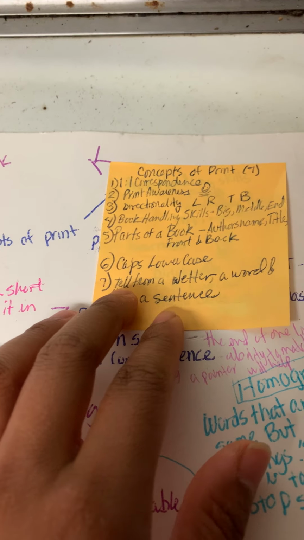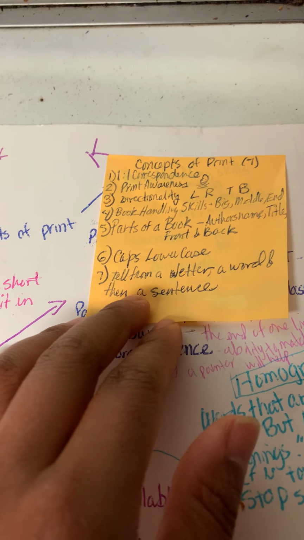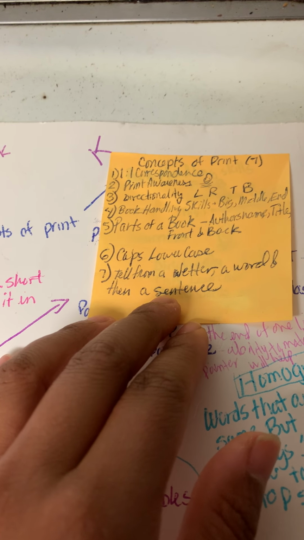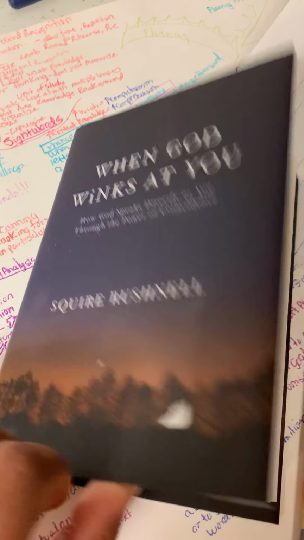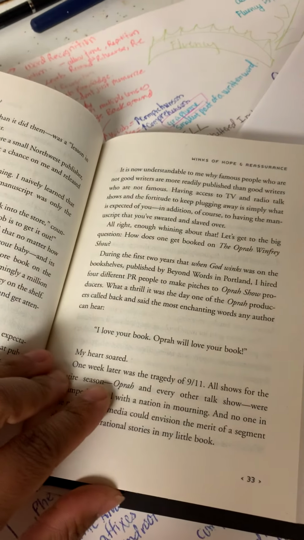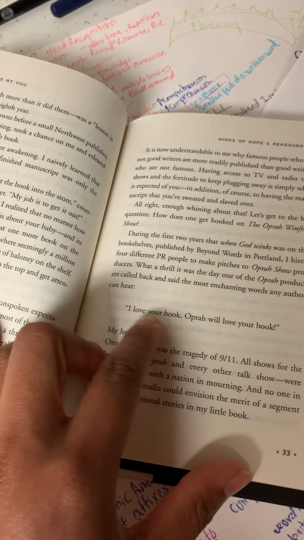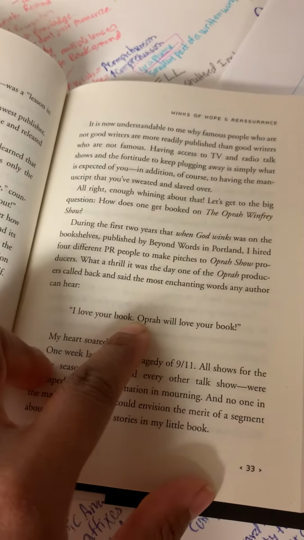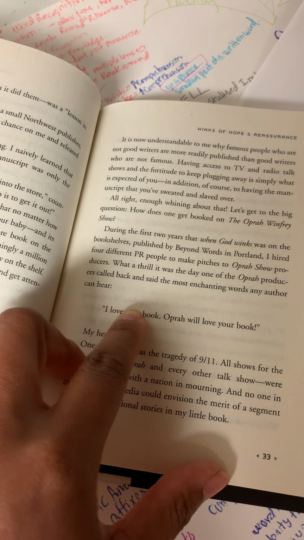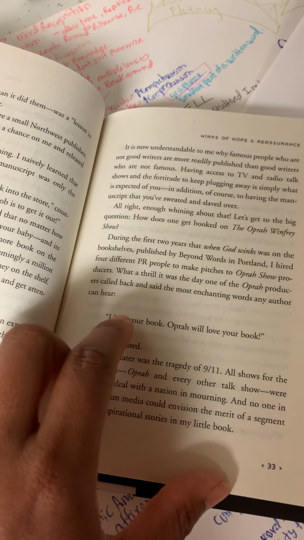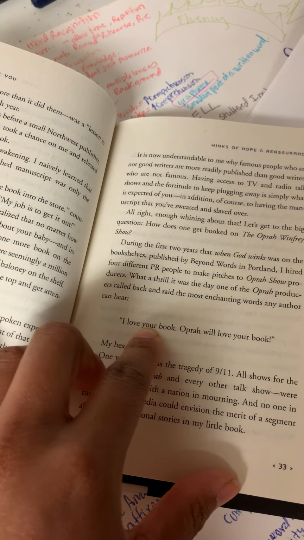And also a kid can tell a letter from a word and then a sentence. That means the kid can tell in the book, all right, this is a sentence right here. Maybe he can't read the sentence, but he can tell that the sentence is done here, and that the I is a letter, and that every chunk of letters together makes up a word.